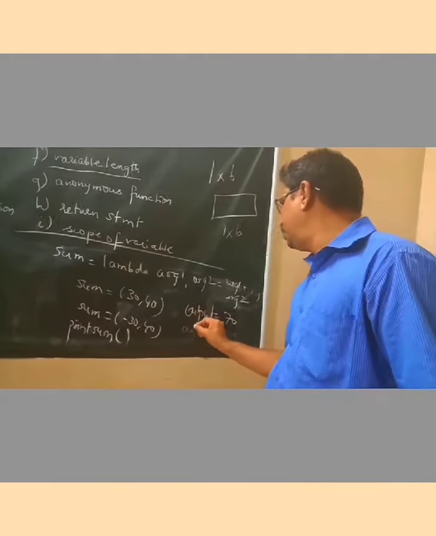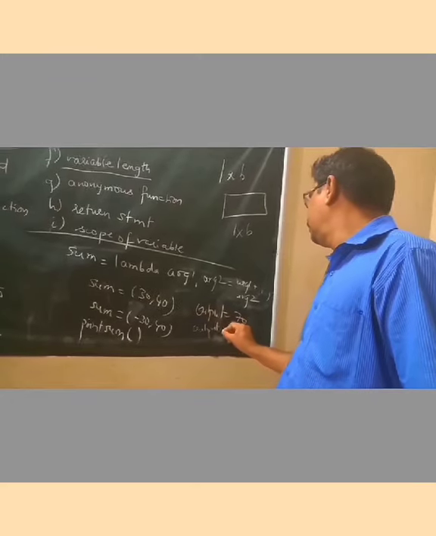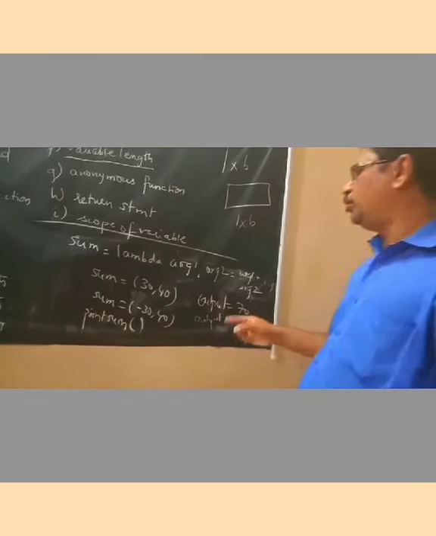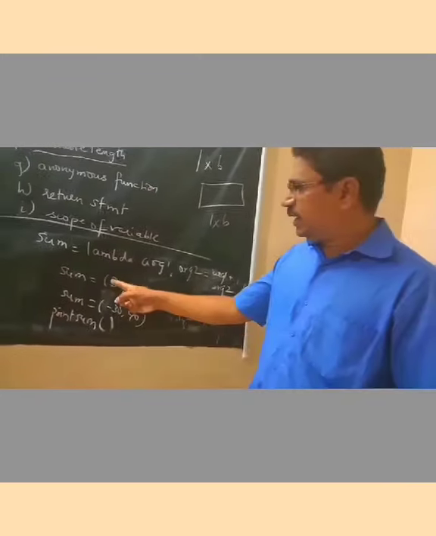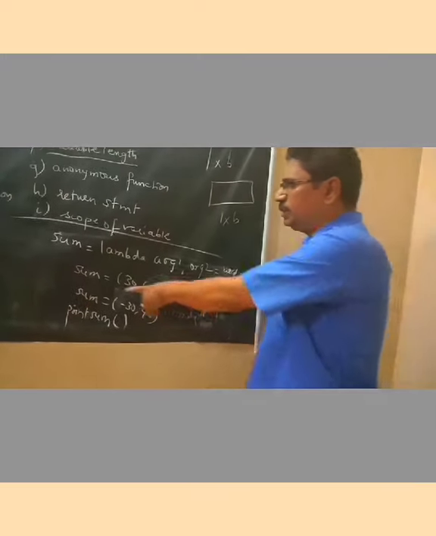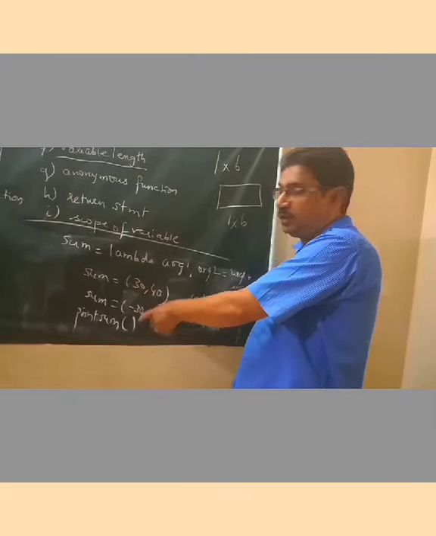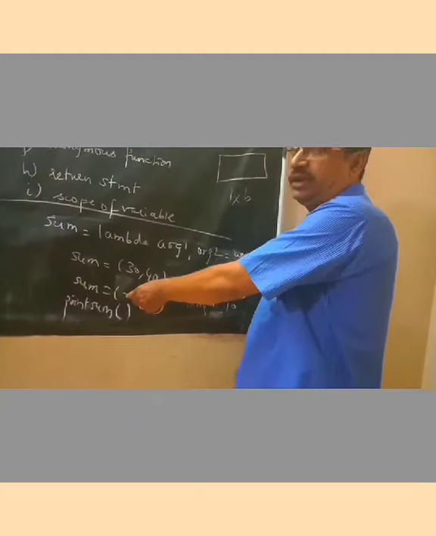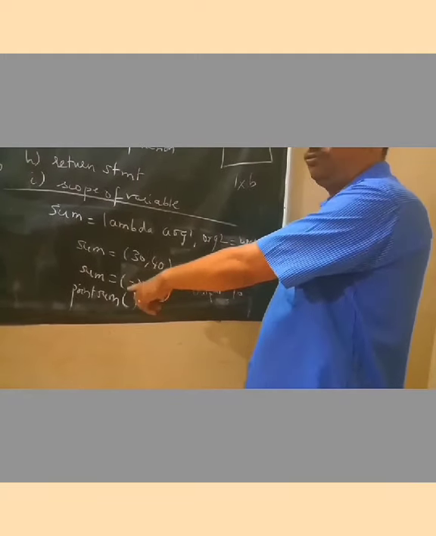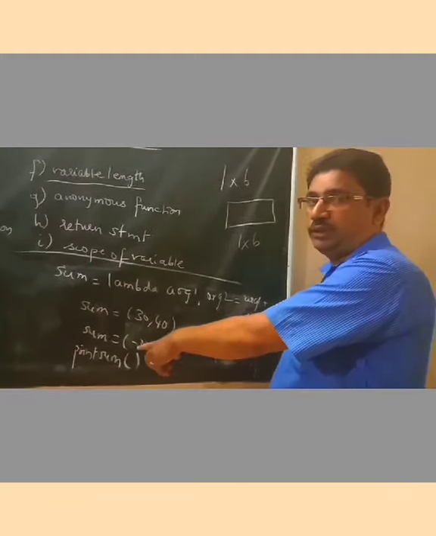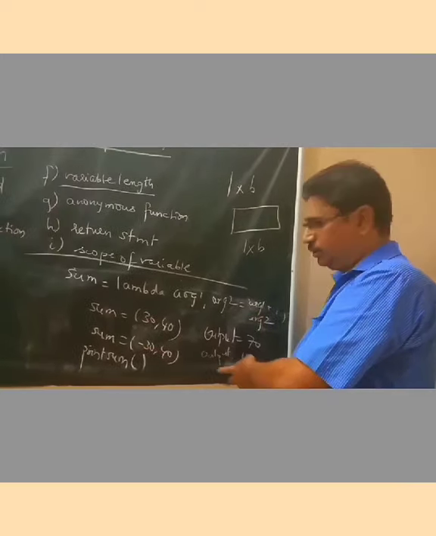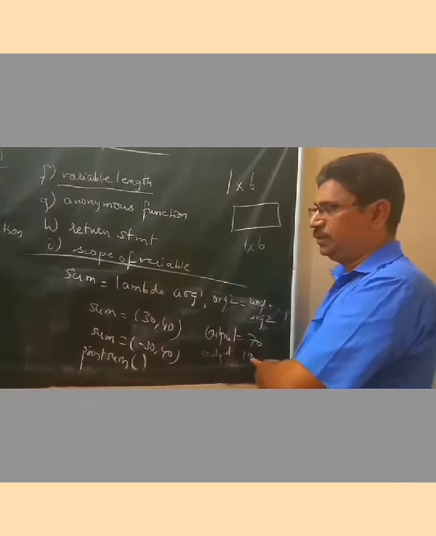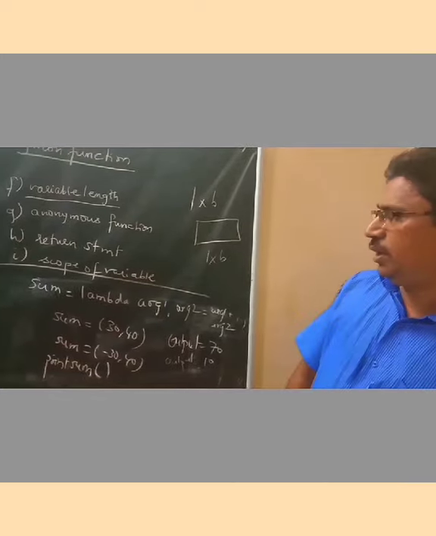Why does the output become 10 here? Here the output is 10 and here the output is 70. Why? Because the sign changes. Here both are positive numbers. Here one is positive and another one is negative. If you add these two, you have to find the difference and put the sign of the greatest number. So the output becomes 10. So see how the program works.